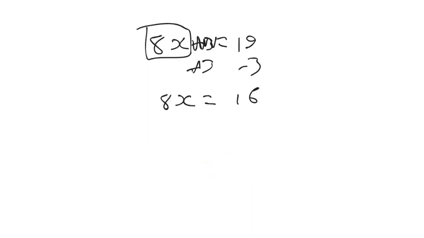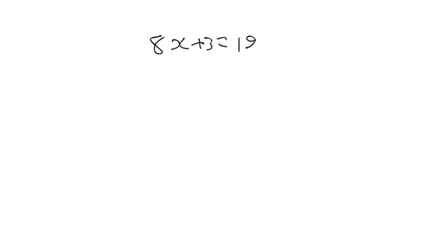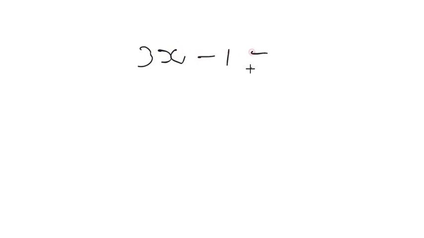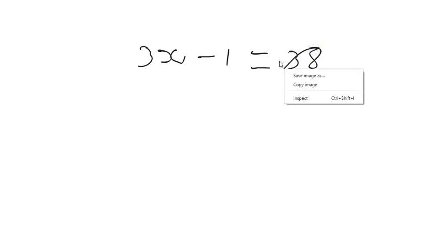Let's do another. I didn't really explain that one very much. I'll explain this one in a different way. So if you're not getting it, I'll explain this one completely differently. Let's say 3x minus 1 equals 38. 3x minus 1 equals 38.